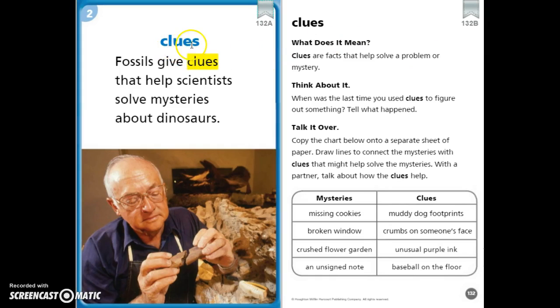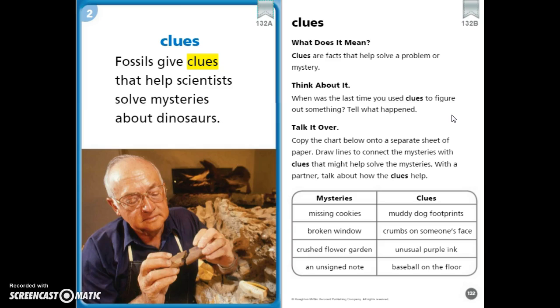Your next word is clues. Fossils give clues that help scientists solve mysteries about dinosaurs. What is a clue? What does it mean? Well, clues are facts that help solve a problem or a mystery. Here's your think about it. When was the last time you used clues to figure out something? Tell your learning adult at home what happened. Feel free to pause the video.